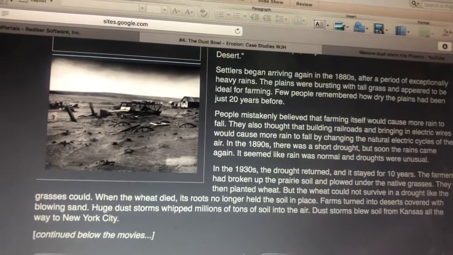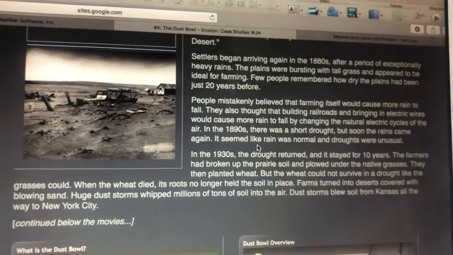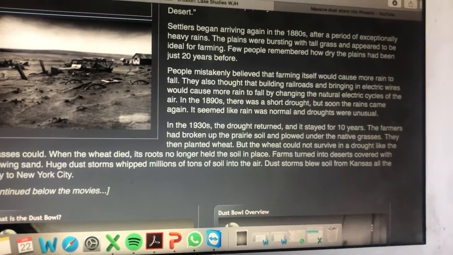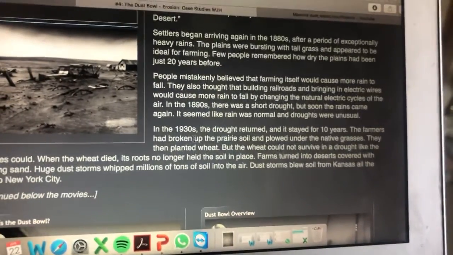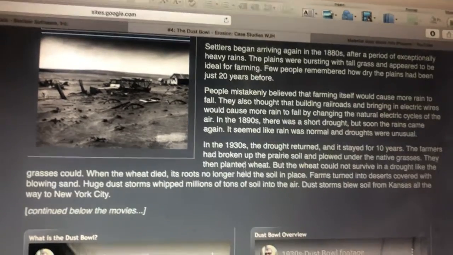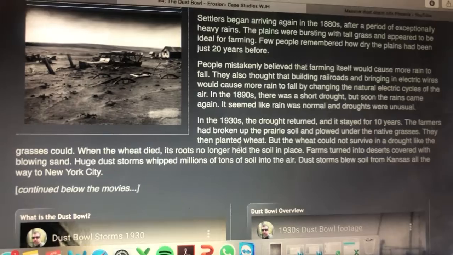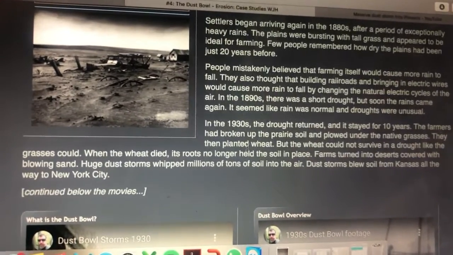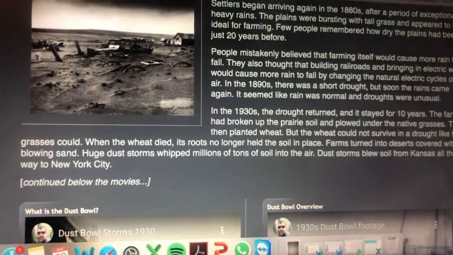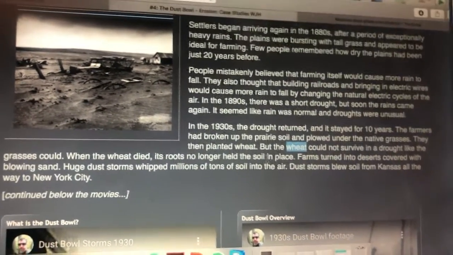However, a certain time later, the droughts returned. There was a short drought, and then in the 1890s it came again, but in the 1930s, the drought returned. It stayed for 10 years. And because of all the practices we've talked about earlier, this ended up leading to more and more soil erosion, and the crops failed, which led to famine and created so many other problems.